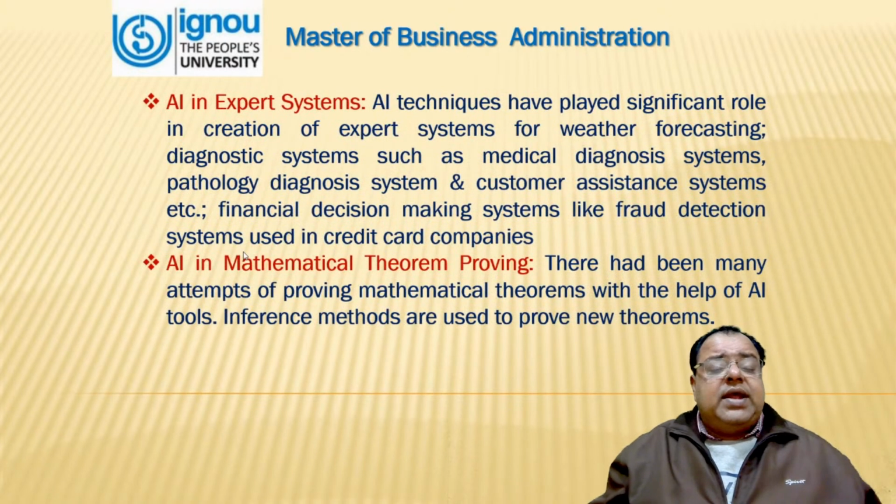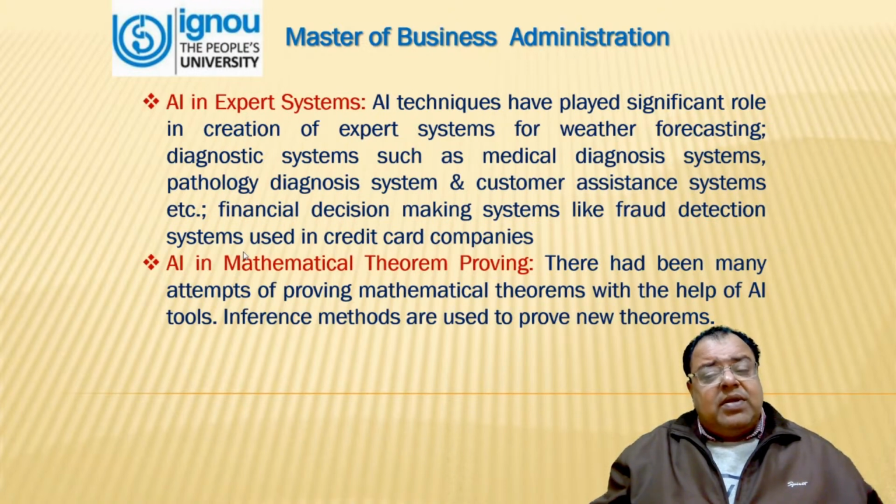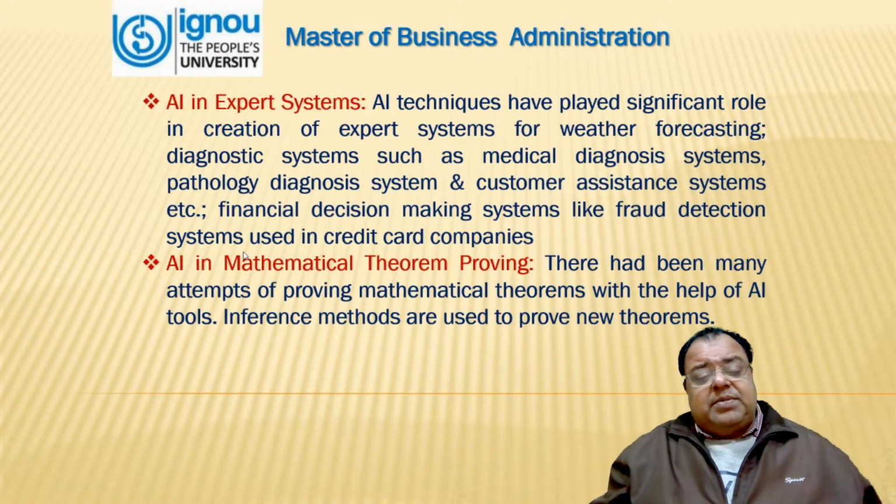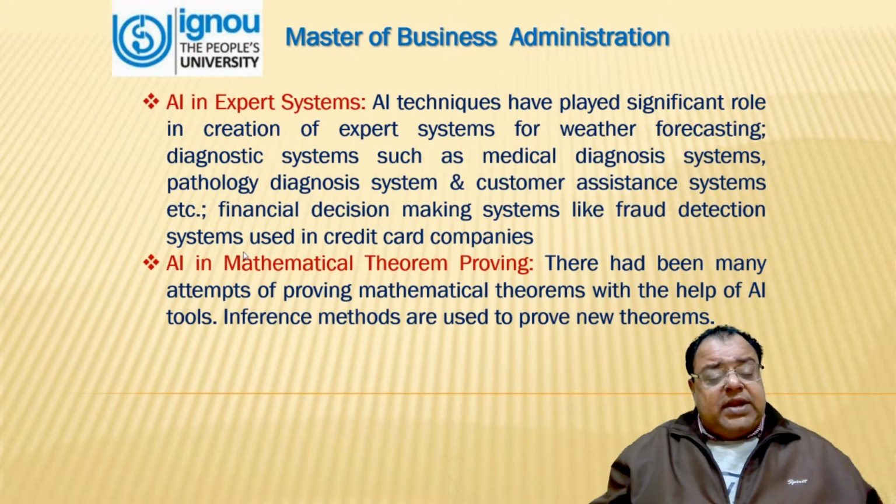Artificial intelligence in expert systems. It has played a significant role in the creation of expert systems for weather forecasting, diagnostic systems such as medical diagnosis systems, pathology diagnosis systems, and customer assistance systems, etc. Financial decision making systems like fraud detection systems used in credit card companies are again a part of this. In mathematical theorem proving, there have been many attempts of proving mathematical theorems with the help of artificial intelligence tools. Inference methods are used to prove new theorems.